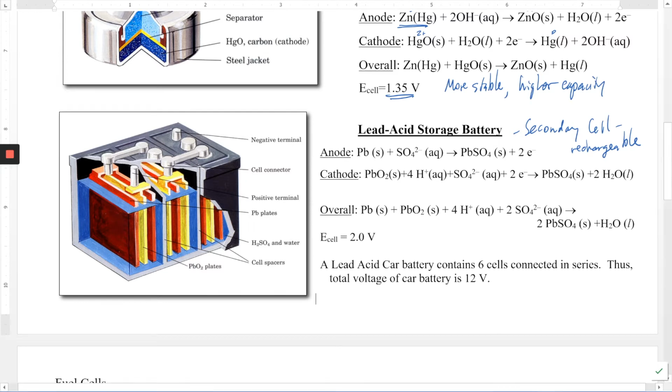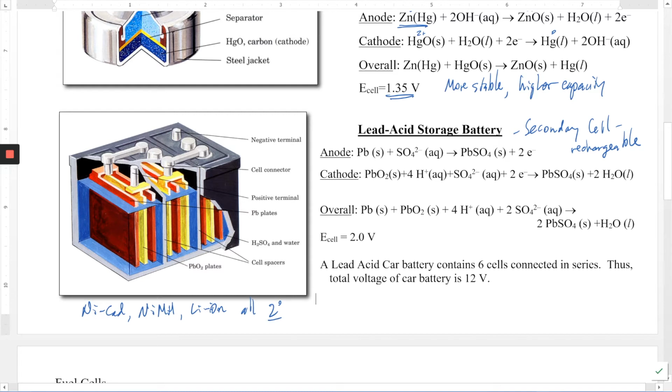Other examples of electrolytic cells would be things down in the bottom left here. I'm going to write some of them: a nickel cadmium NiCad battery, nickel metal hydride NiMH batteries, lithium ion batteries. These are all secondary, that should be a 2 with a 0, secondary rechargeable batteries.